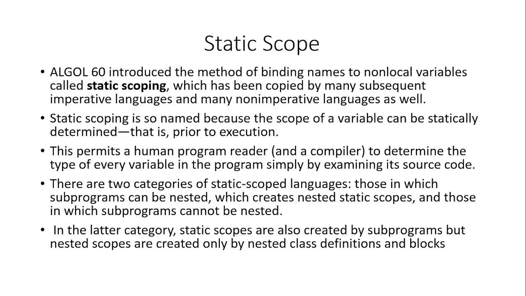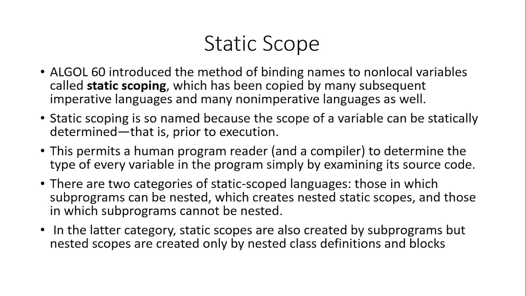There are two categories of static-scope languages: those in which subprograms can be nested, which creates nested static scopes, and those in which subprograms cannot be nested. So when we talk about static scoping itself, it has two categories. One is the case with nested subprograms, where we have nested static scopes, and the other is where subprograms cannot be nested. In the latter category, static scopes are also created by subprograms, but nested scopes are created only by nested class definitions and blocks.